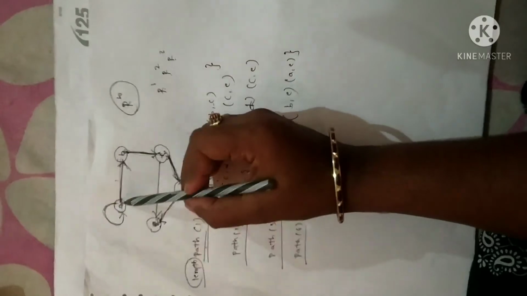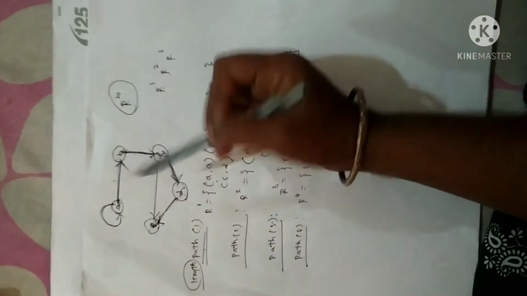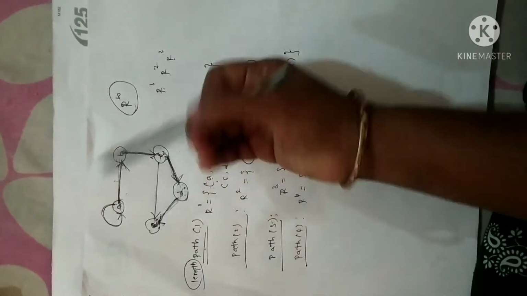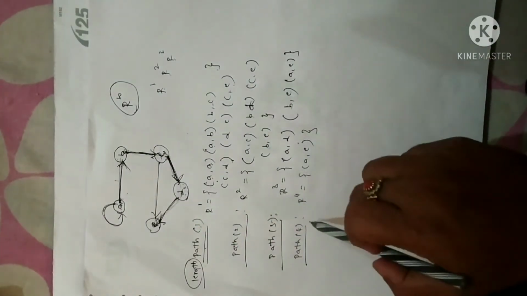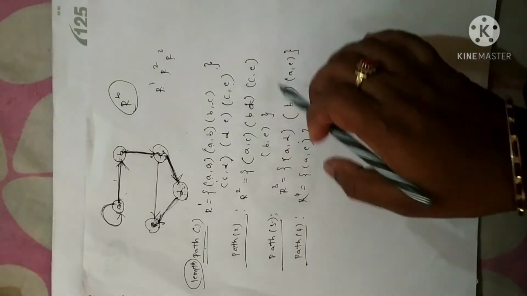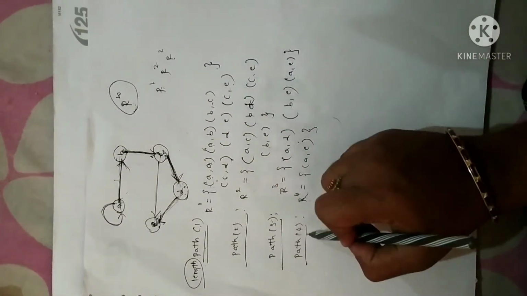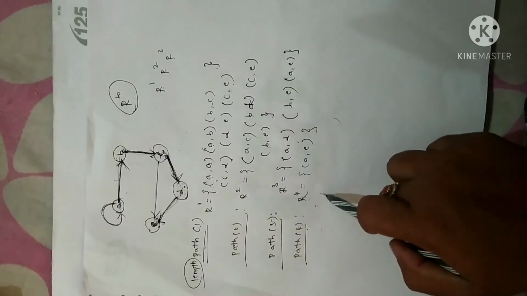Do we have any other possibility to get a path of length 4? I have already written 1, 2, 3. The rest are less than 4. So the only path which is of length 4 is A to E. So we don't have any path of length 5. This is the maximum path, which is of length 4. Fine. Now I have stopped here. So R1, R2, R3, R4.